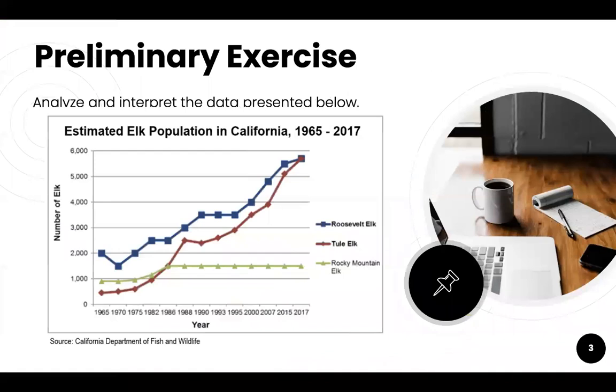Let's have this preliminary exercise. How will you analyze and interpret the data presented below? What are your major considerations? You have to look at the title of the graph, the y axis, which represents the number of elk, the x axis, which represents the years covered. Consider also the legend here. The different colors represent the specific type of the elk population.